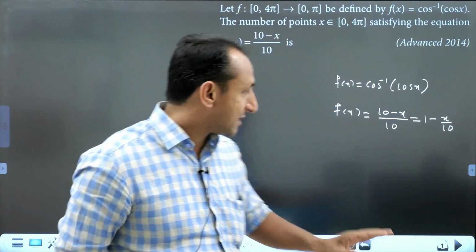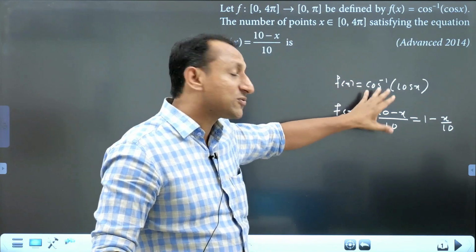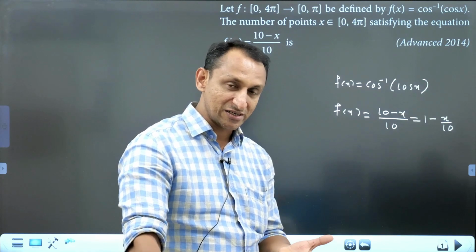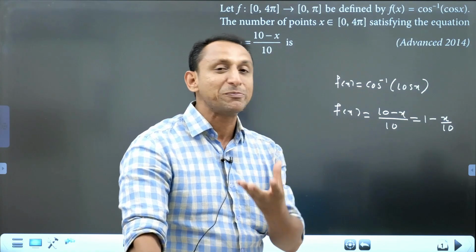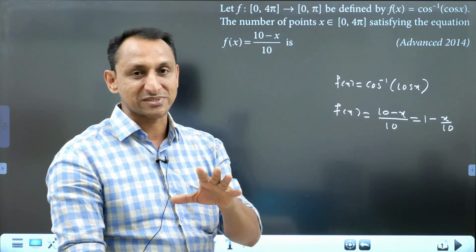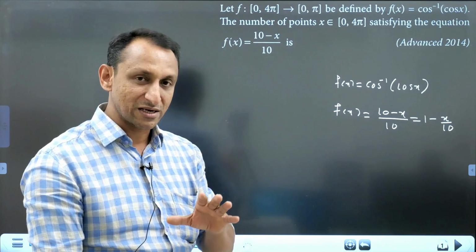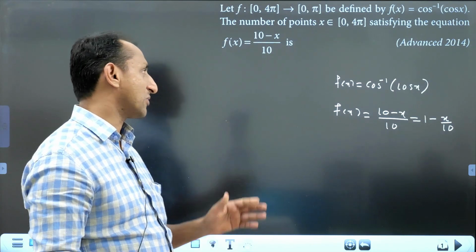Our technique is to draw the graph of these two functions, then we check how many points these two graphs intersect. That is the number of solutions, number of points of intersection.